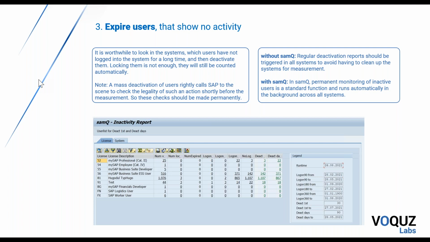This is an example report that we have here in our tool. It shows you the 90 days people, the 60 days people, people who have never logged on into the system, and then different other categories.